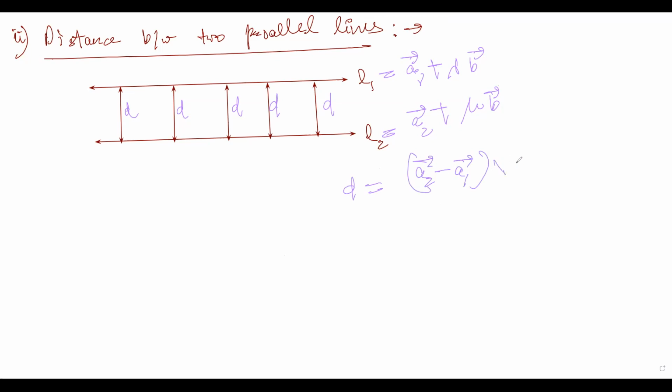Now we have only one other variable. Before we had B1 and B2. Now we have only B. So the perpendicular direction can only be created using the help of A2 minus A1 and B. So A2 minus A1 cross B divided by mod of B, and the whole of this dotted with A2 minus A1.